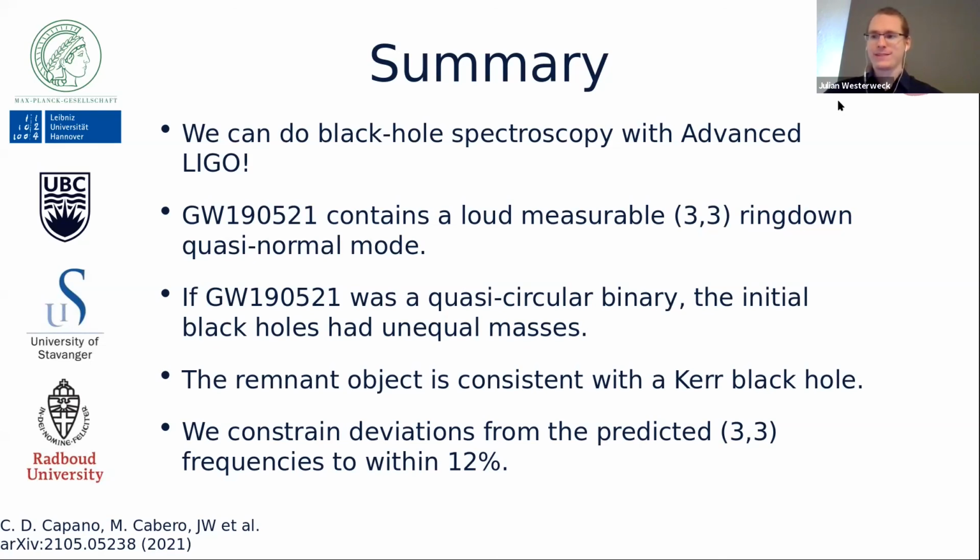And we find that this event, 190521, contains a loud measurable 3-3 ringdown mode from the quasi-normal mode spectrum. And if this was a quasi-circular binary, then the initial black holes must have had unequal masses, and the remnant object is very well consistent with a Kerr black hole, constraining the deviations in the frequency prediction to within 12% of this prediction. And with this, thank you for your time.